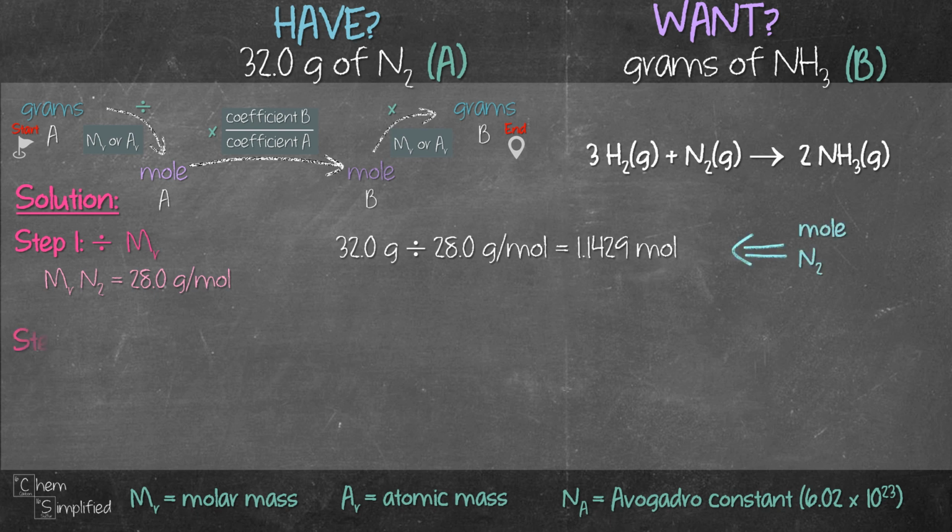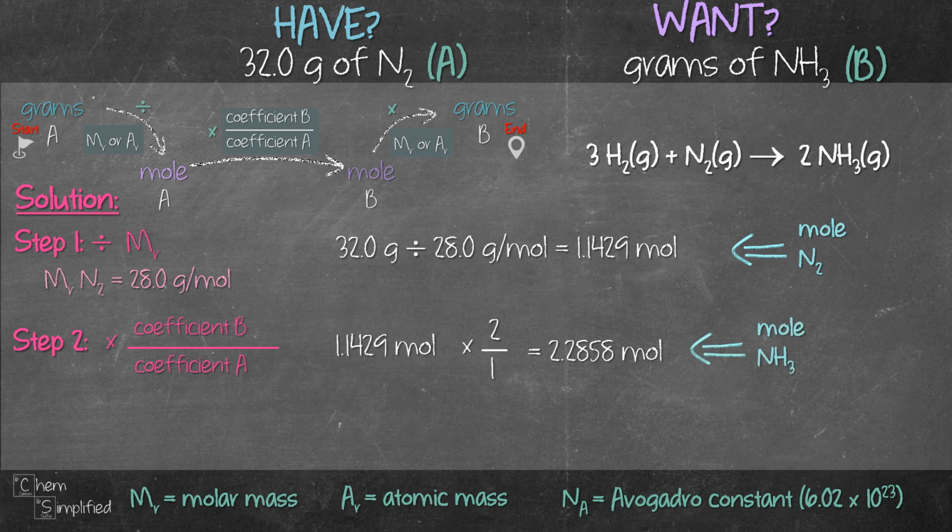Moving on to step 2, we're supposed to multiply what we got from step 1 with the coefficient ratio. From the balanced equation, coefficient B is the number in front of ammonia, NH3, and that's 2. Coefficient A is the number in front of N2, and there's nothing in front of N2, so that means there's 1. So we take 1.1429 mole and multiply with 2 over 1, and that gives us 2.2858 mole. That is the mole of ammonia.